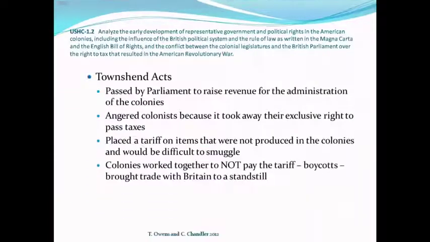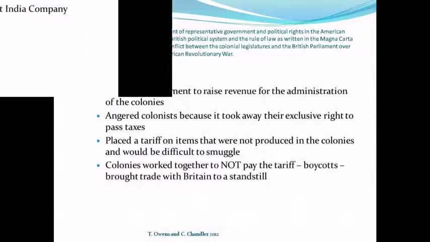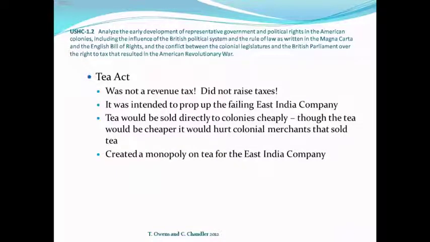The next major tax that was passed was the Townshend Acts, which was a tax on imported goods. That's really what you need to know about it. And you should also know that the colonies really worked hard not to pay the tax by using boycotts, which then brought trade with the British to a standstill, which caused them to revoke the Townshend Acts. The next major act isn't a tax at all, but rather it was the Tea Act, which took away a tax on tea. And that way they could get tea more cheaply. But what it did was it created a monopoly for the East India Tea Company, and the colonists really didn't like that, and they didn't like being told what to do.